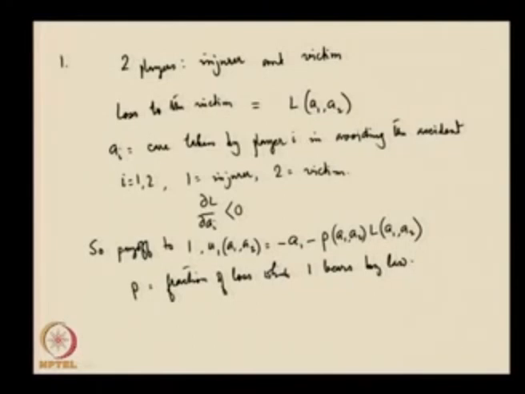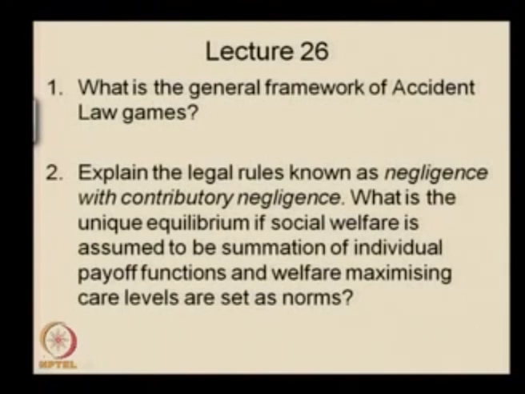Similarly, U2 will be minus A2, minus that part which is not covered by the injurer, that has to be borne by the victim. So, we have 1 minus rho, multiplied by L. So, this is the general framework of accident law games. The law specifies rho, and given the different ways in which rho is specified, the players decide how much care they will undertake. So, this is essentially the framework of the accident law games.